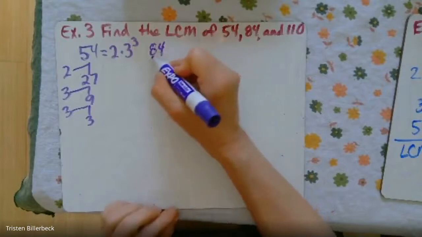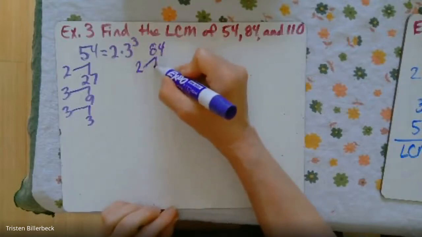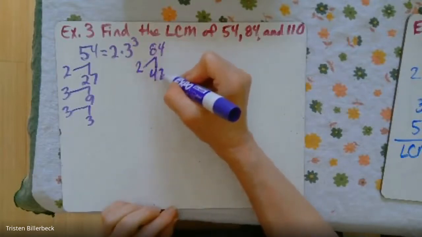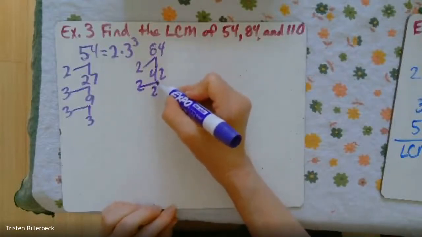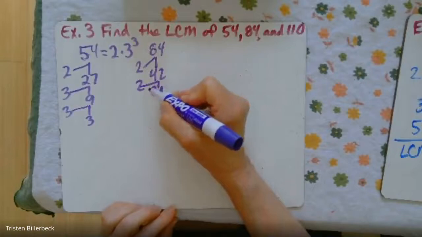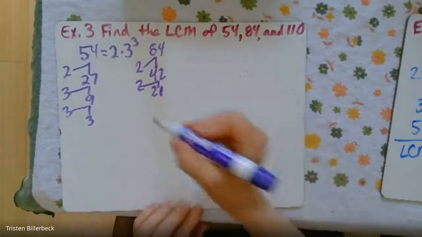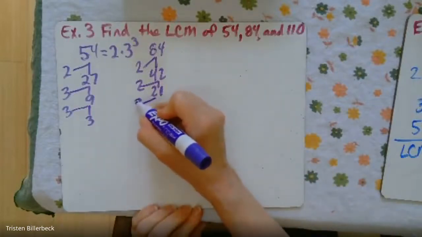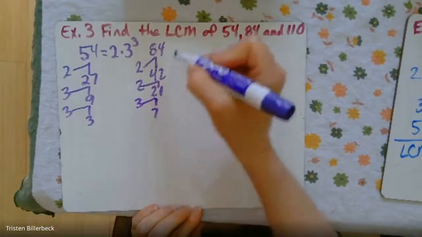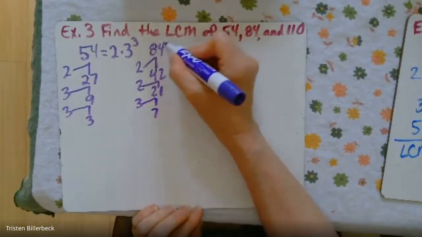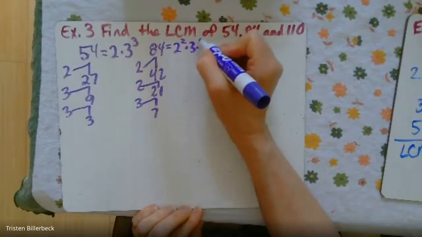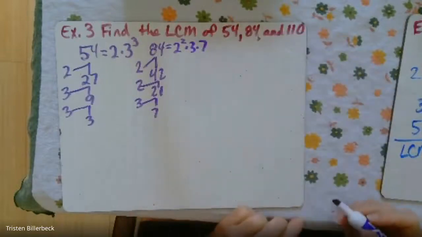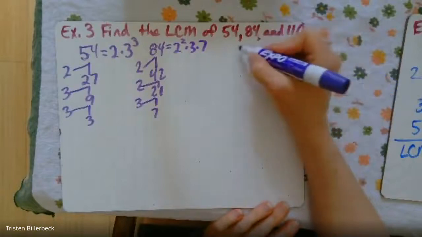84 is even, so we can take a 2 out. We get 42. 42 is even, and we take another 2 out. That gives us 21. 2 plus 1 is 3, so that is divisible by 3, and we get a 7. So 84 then is 2 squared times 3 times 7 when we prime factorize in exponential notation.